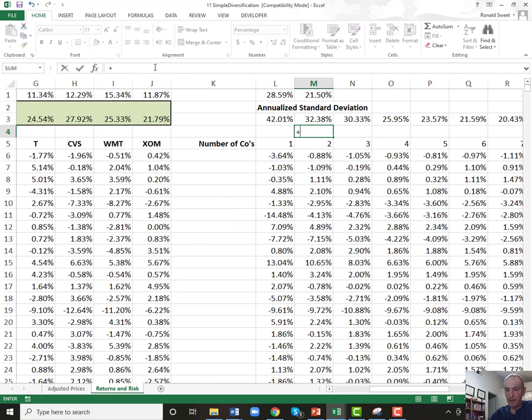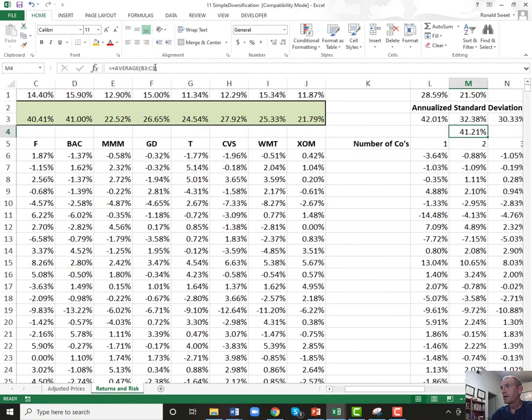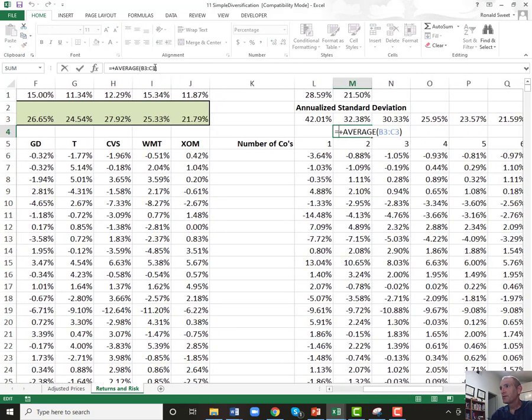I mean, just think about that. The average of Apple and Ford is 41.2, but the actual standard deviation of the portfolio is 32. What's the difference? It's that unsystematic risk. About a fourth of the risk disappears just by having these two stocks in your portfolio.